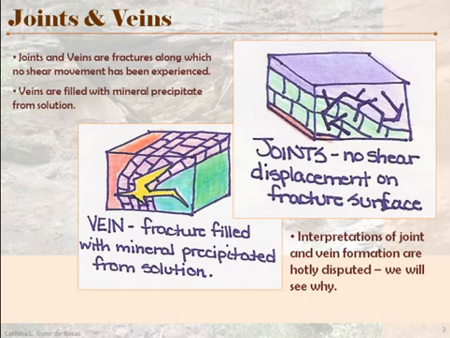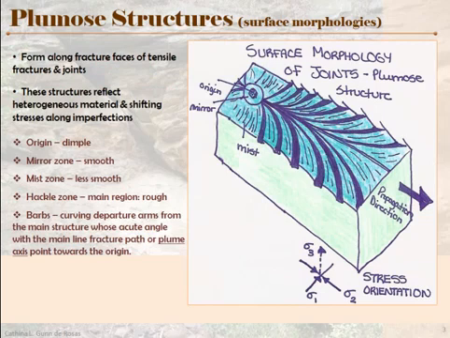So this is something we want to keep our minds open about, because even though we can talk about a lot of details, there are no absolute answers yet. So I think a helpful way to start this conversation is to talk about plumose structures. This is a structure you often see in association with jointing.